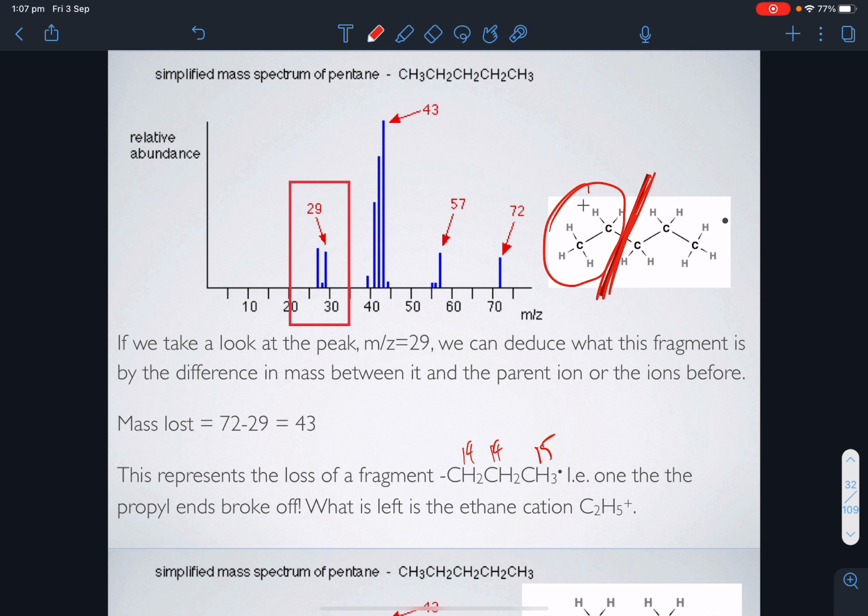Now we've got like an ethane ion, a positive ion, that's gone around the curve and reached the detector, and we've lost this radical, a propane radical, that's hit the wall, and when it's curved it has not reached the detector. Okay?